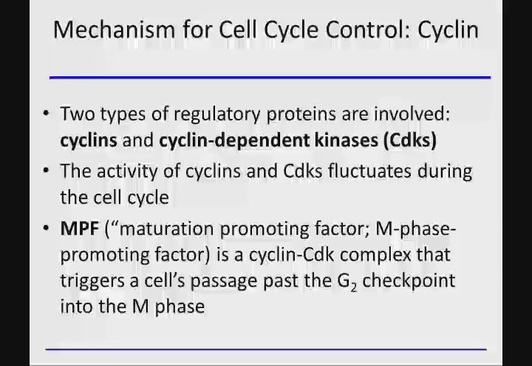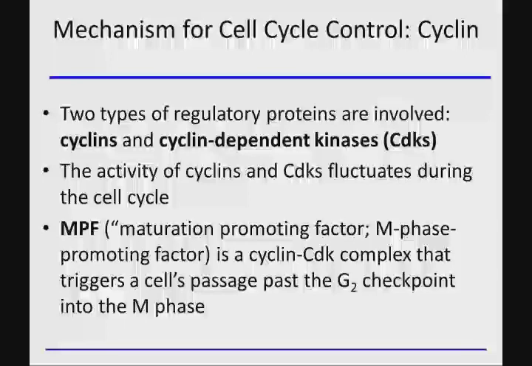All right? So the activity of these proteins is going to fluctuate during the cell cycle. We're going to see an increase of the cyclins, and that's going to allow the cyclins and the Cdks to get together to form the MPF. Again, it's a lot of vocabulary. The maturation promoting factor, or the M phase promoting factor, is the MPF. And so I recommend writing all this stuff down and trying to get it in your head, because then you can have a conversation about how it works.